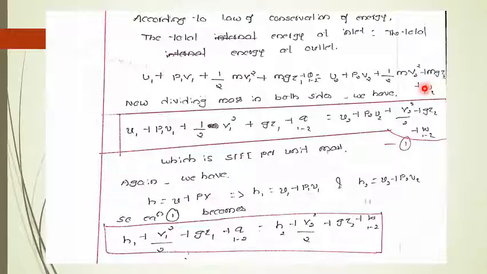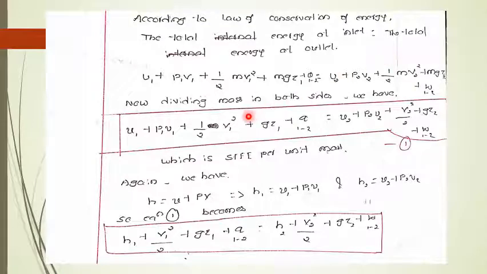Then, what is this PV energy? P1 V1 is flow energy. Remember this. Internal energy, flow energy, kinetic energy, potential energy, and the amount of heat transfer involved in the process at inlet. So total energy at inlet equals total energy at outlet.